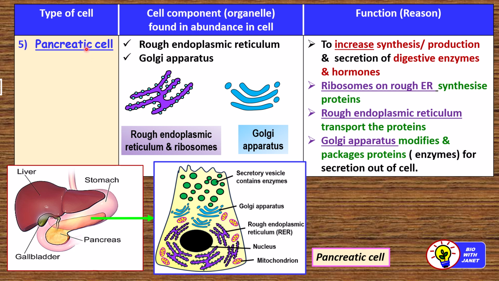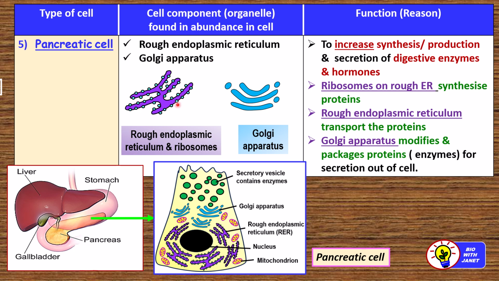So firstly, the pancreatic cells, or cells in the pancreas. The pancreas is a J-shaped organ just below the liver and near to the stomach, and it secretes enzymes into the small intestine, the duodenum. Now, the pancreatic cells contain a lot of rough endoplasmic reticulum and Golgi apparatus.